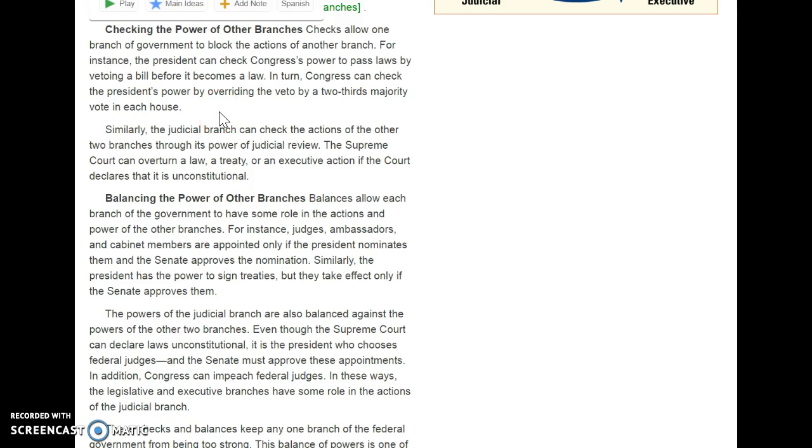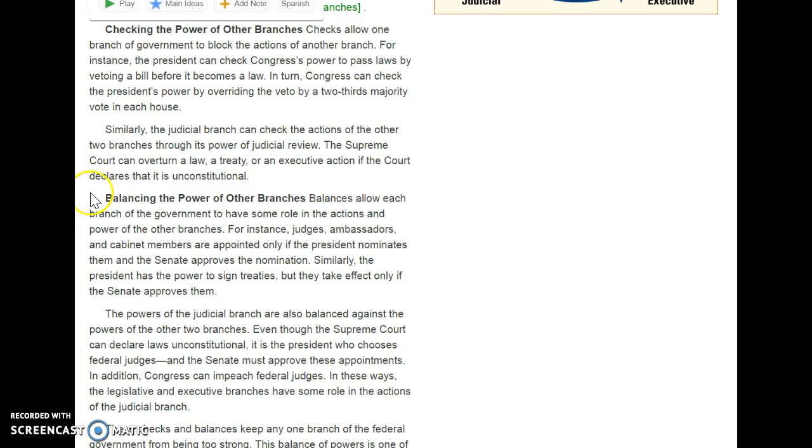Similarly, the judicial branch can check the actions of the other 2 branches through its power of judicial review. The Supreme Court can overturn a law, a treaty, or an executive action if the court declares that it is unconstitutional.